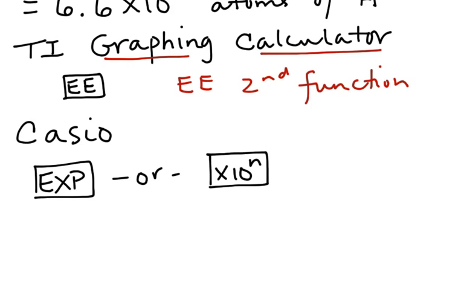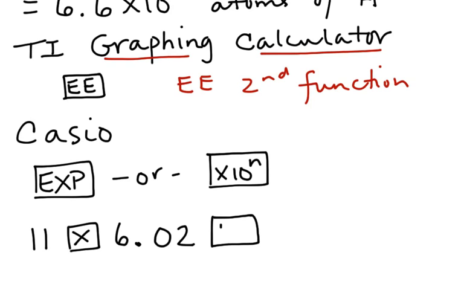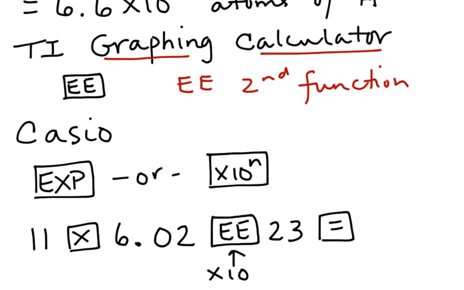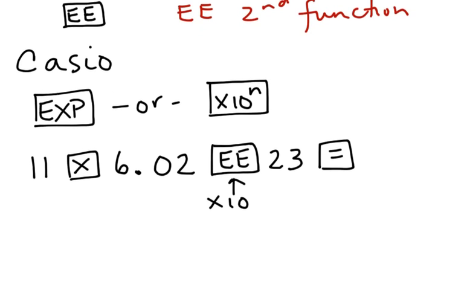I started by typing in the number 11 on my calculator, pushed the multiplication key, punched in 6.02. Then I used my EE key. This EE key takes the place of your times 10 when you are using scientific notation. Then I typed in 23, then my equal sign, and my answer came out in scientific notation.